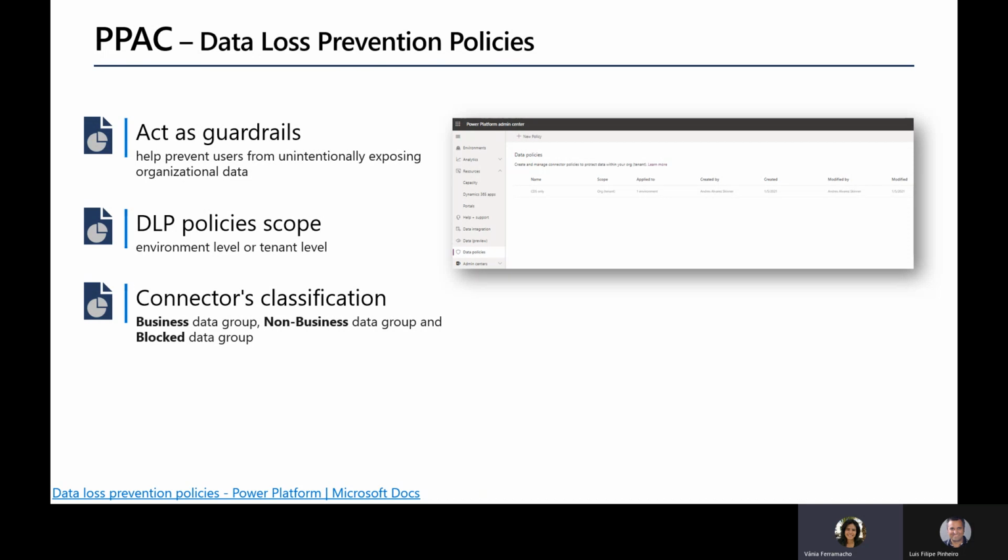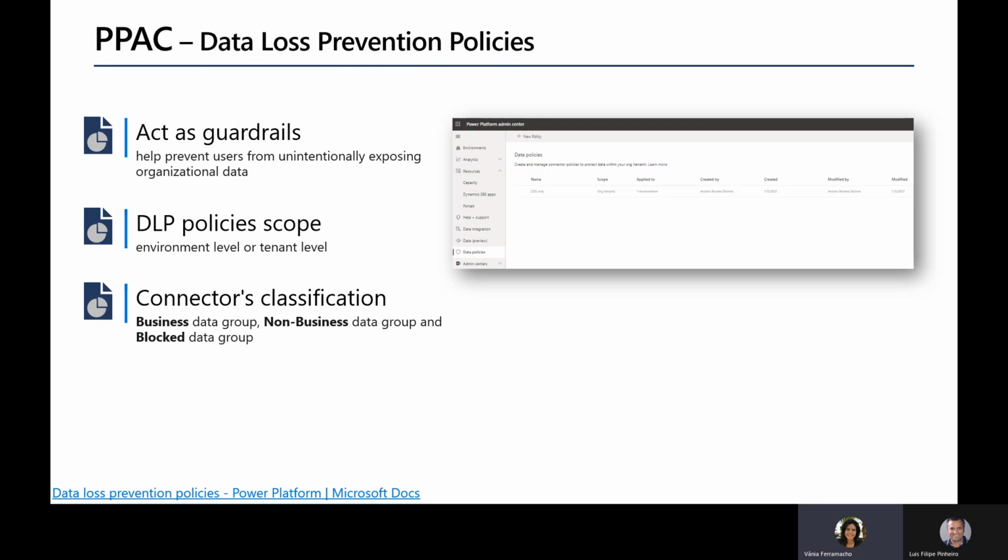And regarding the scope, DLP policies can be scoped at the environment level or tenant level, offering flexibility to create policies that strike the right balance between protection and productivity. For tenant level policies, you can define the scope to be for all environments or just for the selected ones. And the environment level policies, like the name says, can be defined for one environment at a time.